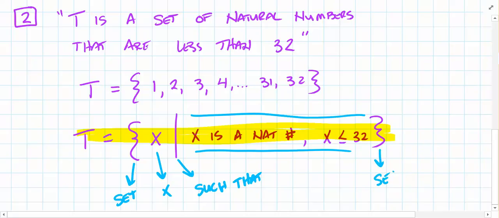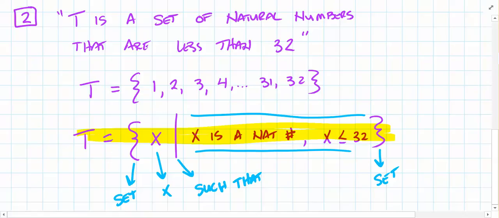I want you to be able to look at these symbols and this language and understand what it says. It's basically reading another language. So I'm saying, T is the set of any x that you want, provided you pick an x that is less than 32. I want that set, and I'm calling that set T. Does that make sense to you so far?